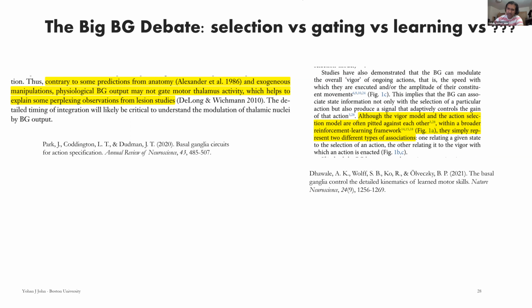But the way they're saying it is slightly odd, because they're saying that the vigor model and action selection fit within a reinforcement learning framework, so that one relates a given state to the selection of an action and the other relates it to the vigor. So they're purely folding everything under associative learning.